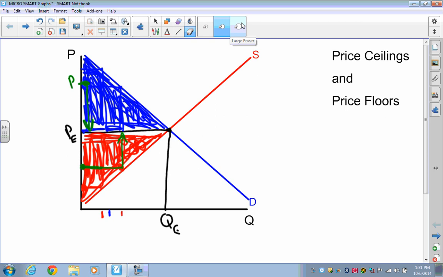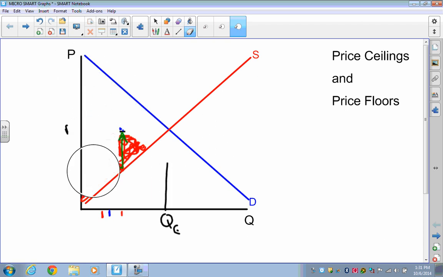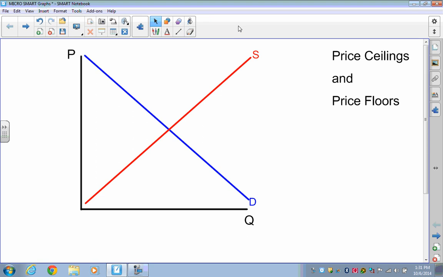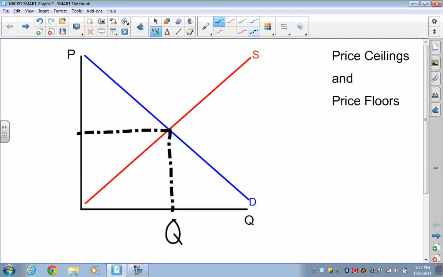So we're going to talk about inefficient markets and how we maybe can fix them or why they're a bad idea. So let's go ahead and look at our price ceilings and our price floors. So we start with our PQSD. We have our equilibrium right here. Our revenue and our surpluses are maximized. But let's go ahead and put some price ceilings and price floors on this.